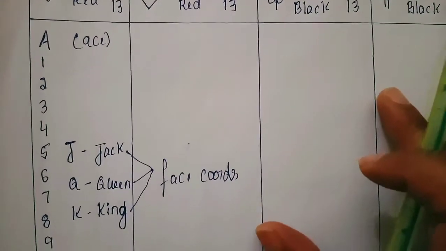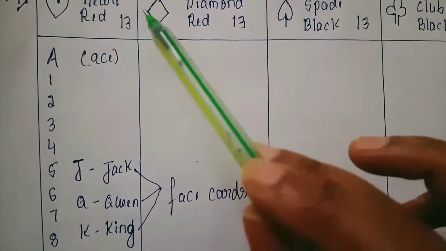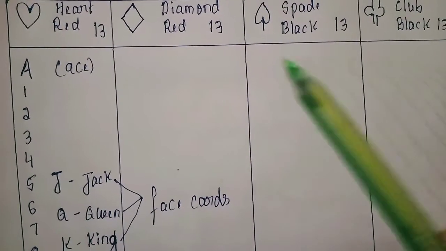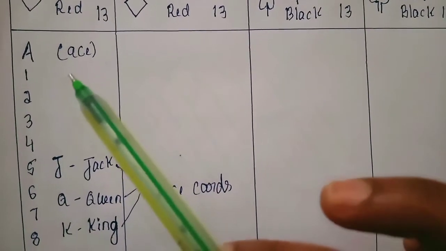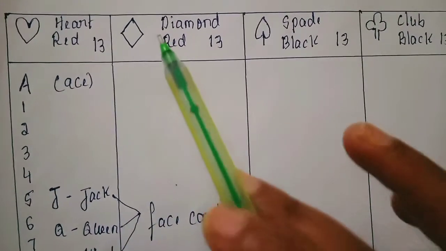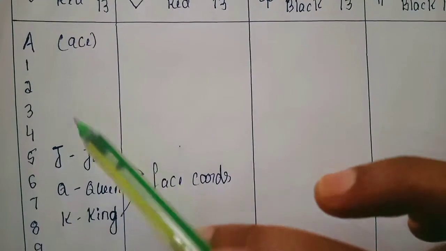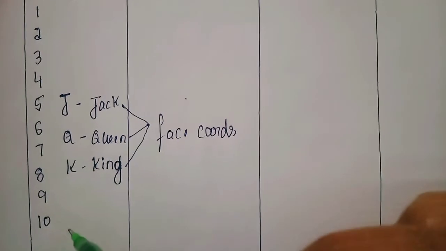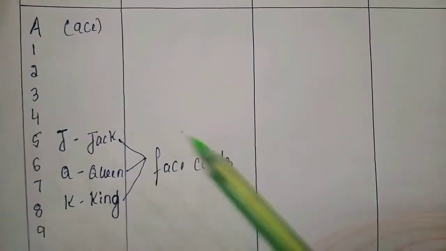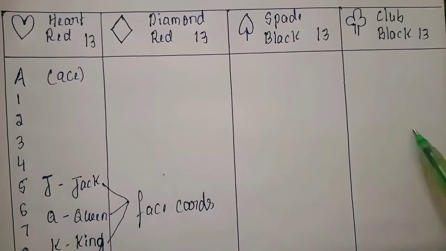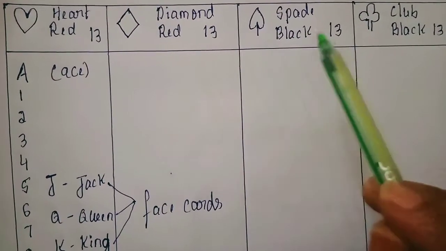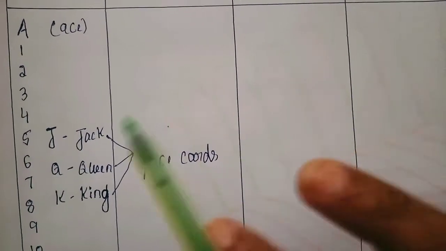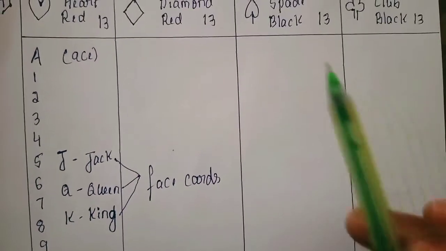Now let us find out what these 13 cards are. In each column, the number of cards is the same and the cards will be the same. The only change is symbol and color. So in this column I have written A, 1, 2, 3, 4, 5, 6, 7, 8, 9, 10, J, Q, K. The same cards will be repeated in every symbol. Only symbol and color change. So here the same 13 cards, here also the same, here also the same and here also, for each symbol.